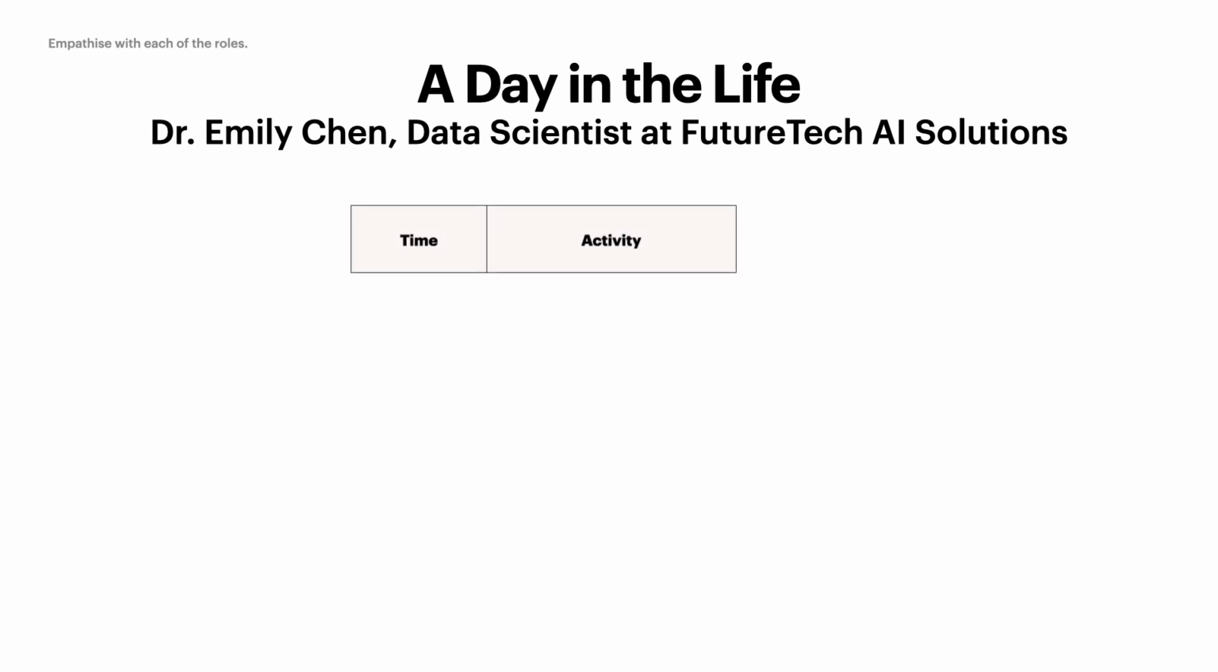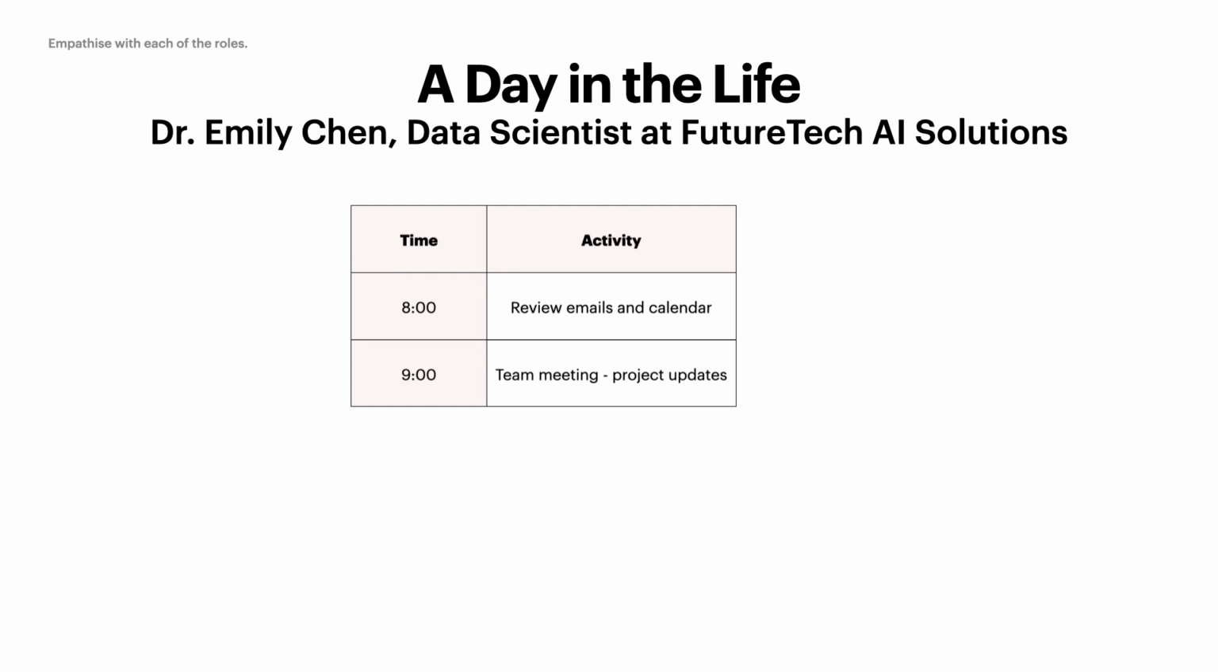Okay, let's look at a day in her life. So let's start at the beginning of the day. Emily reviews her emails and her calendar. This is such a normal thing to do at the beginning of your day. And she sees that she's got a meeting with the marketing team about discussing the insights from her latest predictions about customer behavior. So then she joins a team meeting with that marketing team discussing project updates with the rest of the data science team. The rest of the data science team are working on a recommendation engine for Future Tech's e-commerce platform, so getting the right products in front of the right customers.